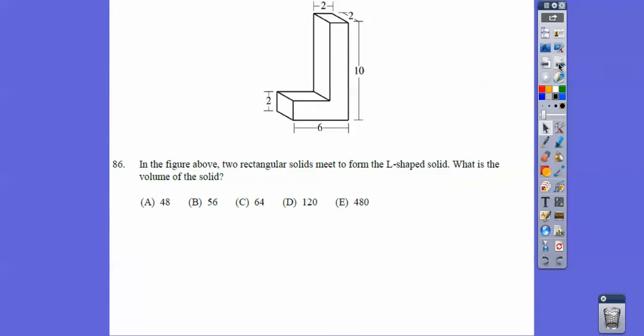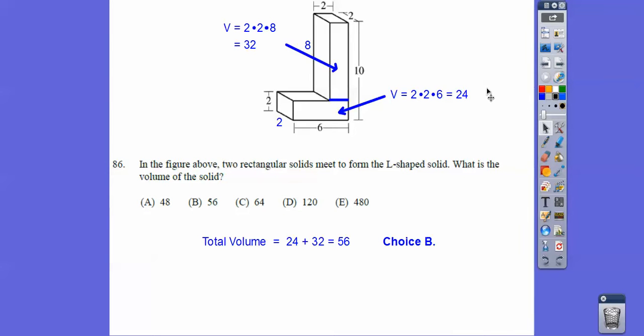All right, so here in the volume, find the volume of these two rectangular solids. There's a couple ways you can do this. I cut this this way. You can cut it this way also. So this is 2 times 2 times 6 right there, so the volume is 24. And when we take 2 off the 10, this becomes 8, so 2 times 2 times 8 is 32, so 24 plus 32 is 56, choice B.